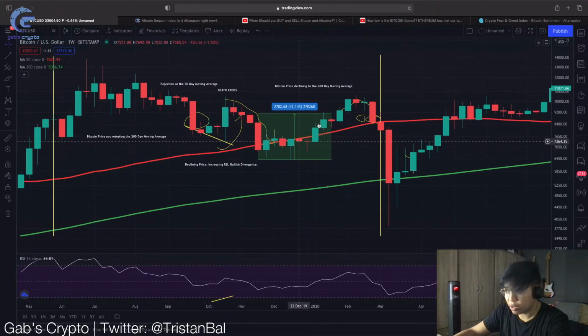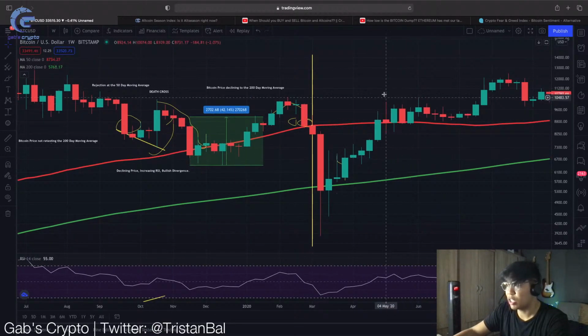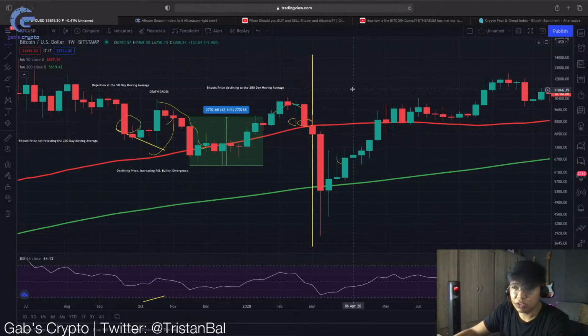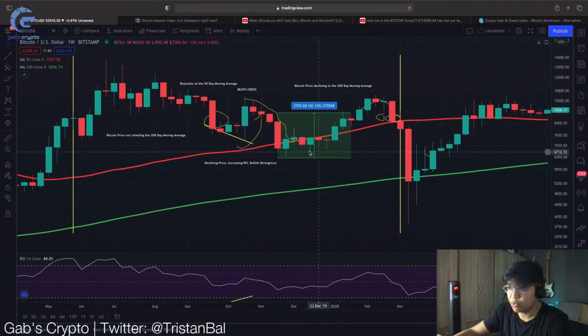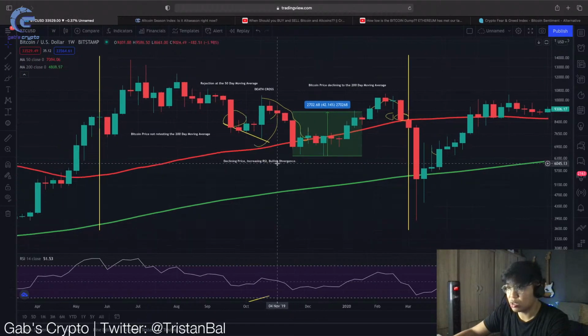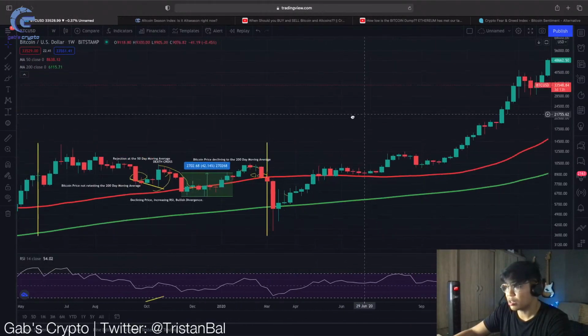And just like what I've been mentioning, this is the coronavirus dump, so we are excluding this part since there are underlying factors with this dump. But yeah, the 50-week moving average is the support for a death cross.